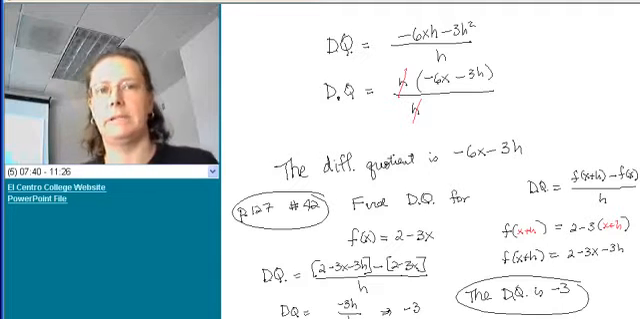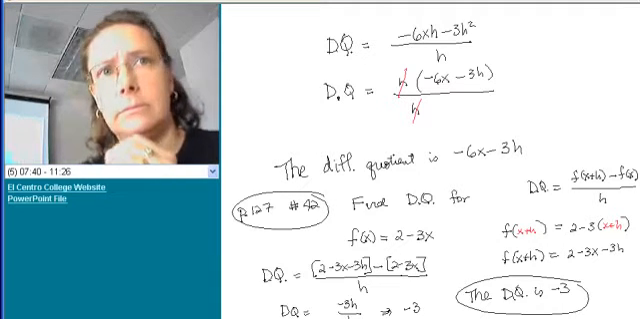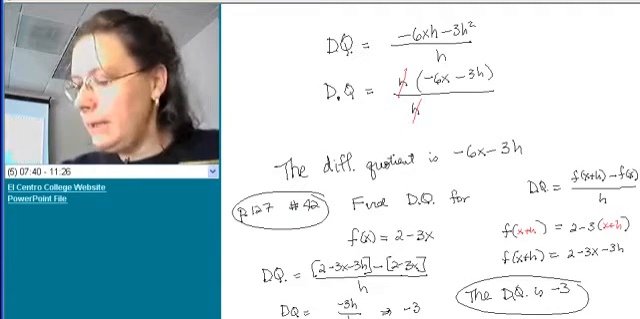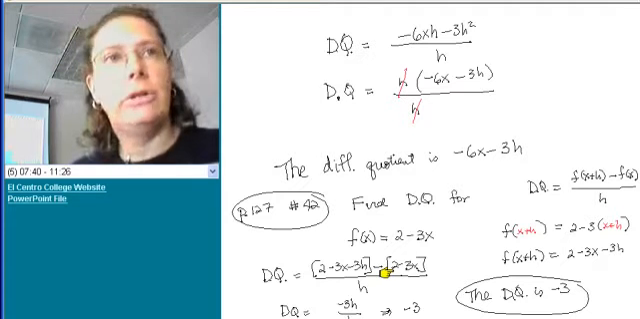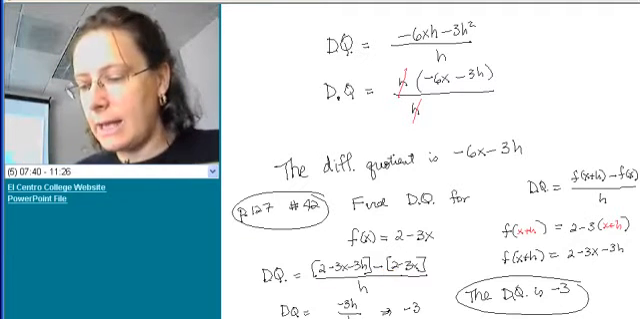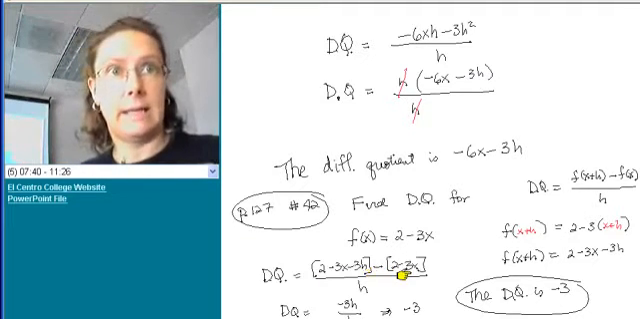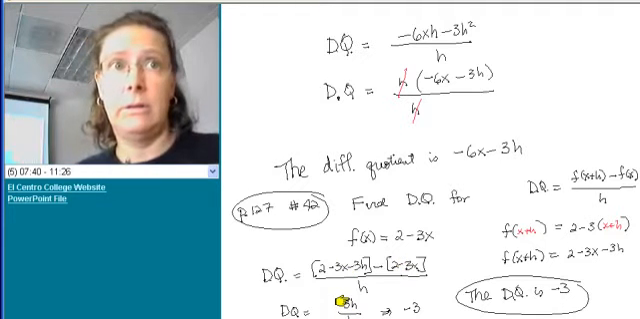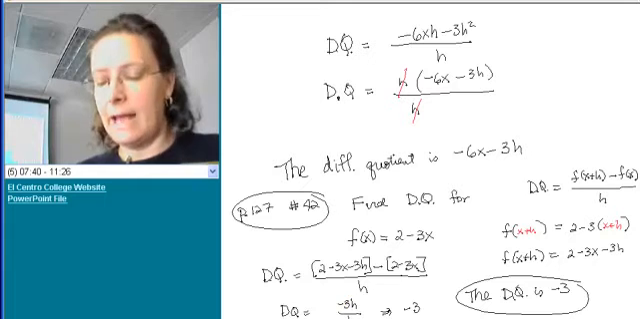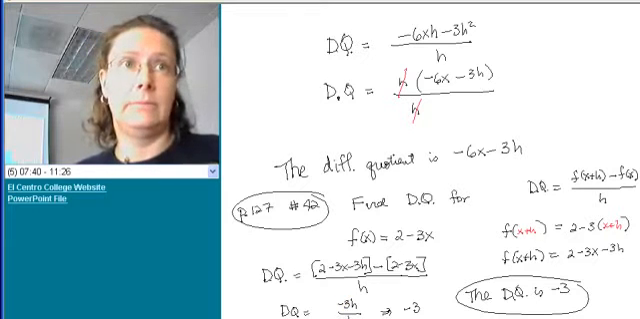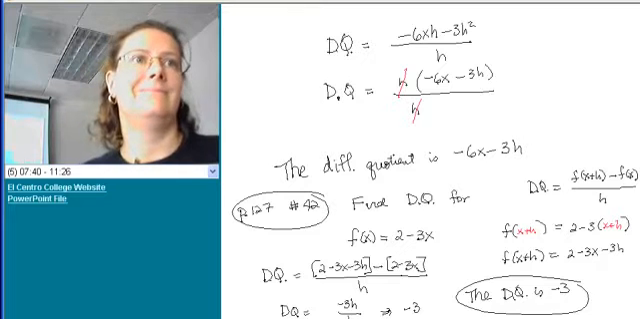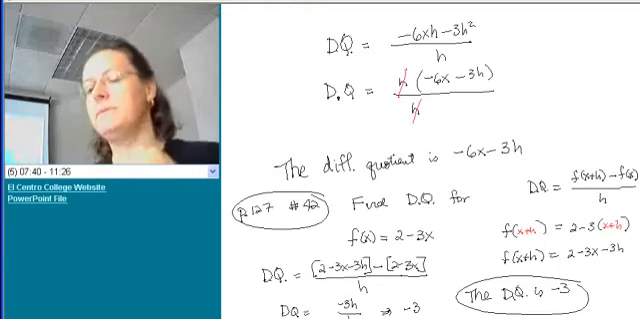Okay, but Reggie looks like he might still have a question. How did you know negative 3? Well, what happened here is, I got 2 minus 2, the 2's cancel. Negative 3x plus positive 3x, the 3x's cancel. So the only term that's left in the numerator is negative 3h. And then I have an h factor in the denominator, and they cancel. And that's how I get my negative 3. Okay, good.